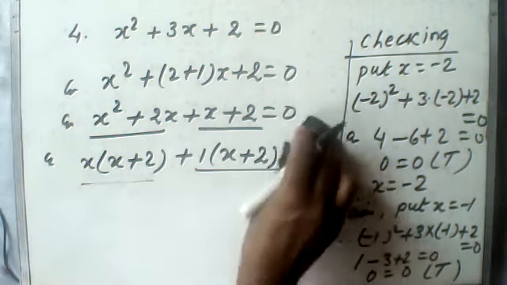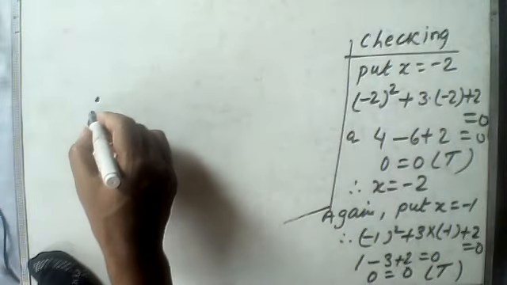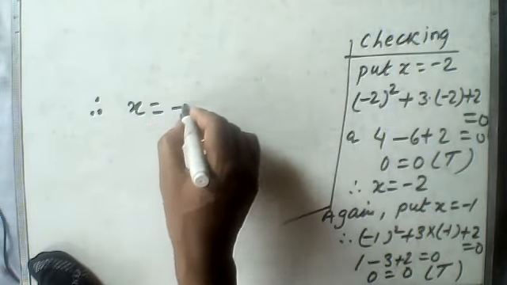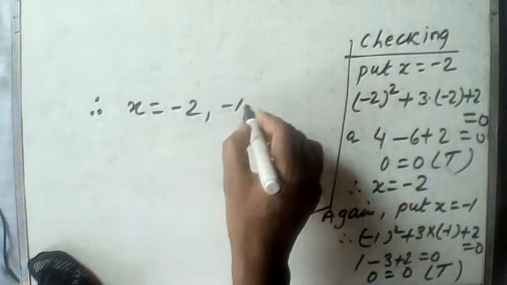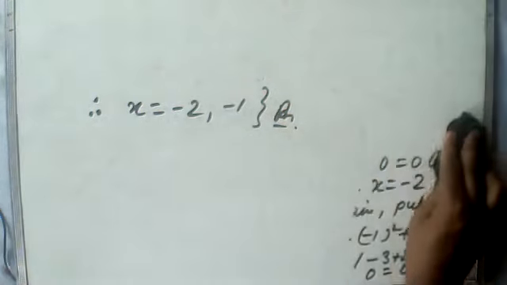Therefore, finally we write the conclusion. The solutions are x is equal to minus 2 and minus 1. These two are the answers. Now we go for the fifth question.